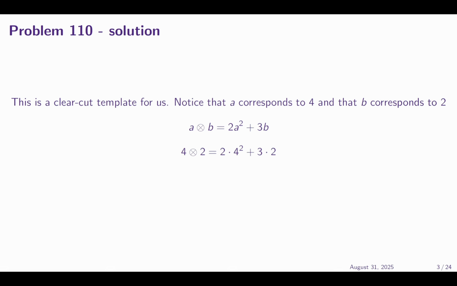So in this case, a cross b being equal to 2a squared plus 3b is the same as 4 cross 2 being equal to 2 times 4 squared plus 3 times 2. Therefore, the result is 2 times 16, which is 32, plus 3 times 2, which is 6.